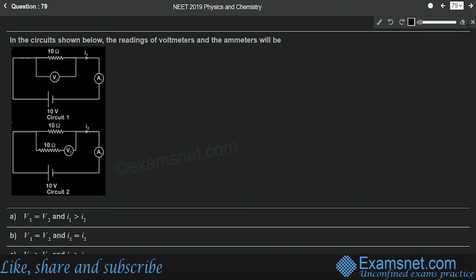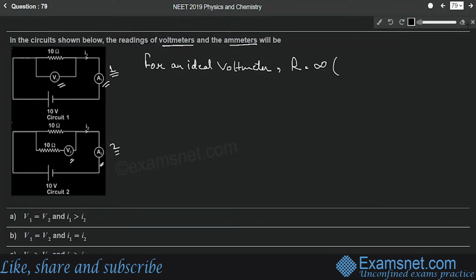Question number 79 is related to current electricity, and the question is: in the circuits shown below, the readings of voltmeters and ammeters will be? So we have two circuits here. This is circuit number 1, this is circuit number 2. Then we have the voltmeters V1 and V2 and ammeters A1 and A2 respectively. Let's assume that the voltmeters as well as ammeters are ideal. So we know that for an ideal voltmeter, the resistance is equal to infinity. That means infinite resistance is there.